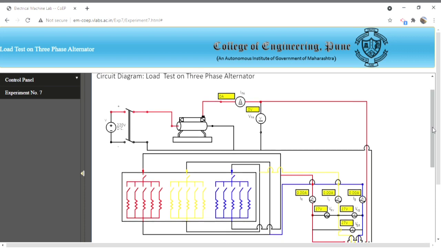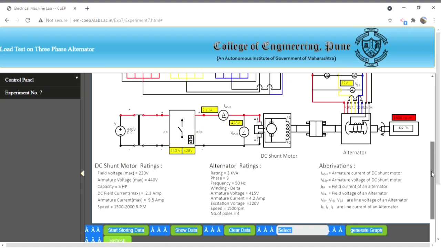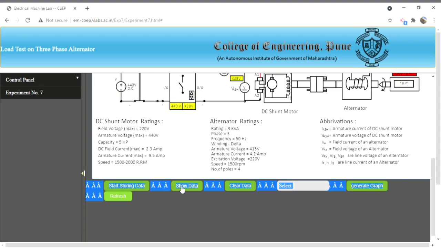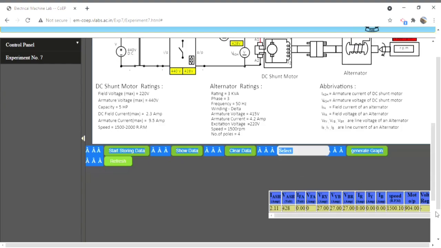and here we close the DPST switch. First of all, we are doing the no load test. So loads are not connected, and by varying the rheostat, you can see the voltage at this voltmeter. For the initial condition, I start storing data by clicking that and show data. The data will be displayed.